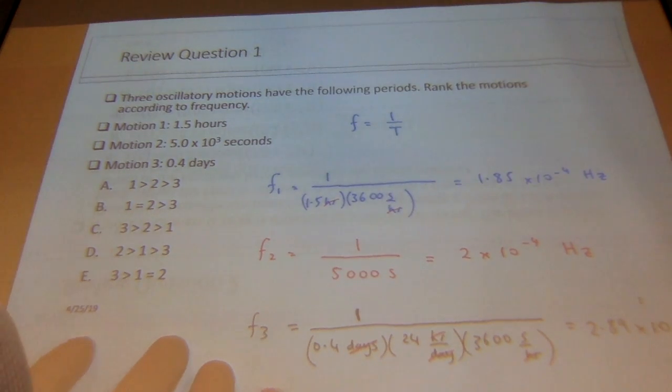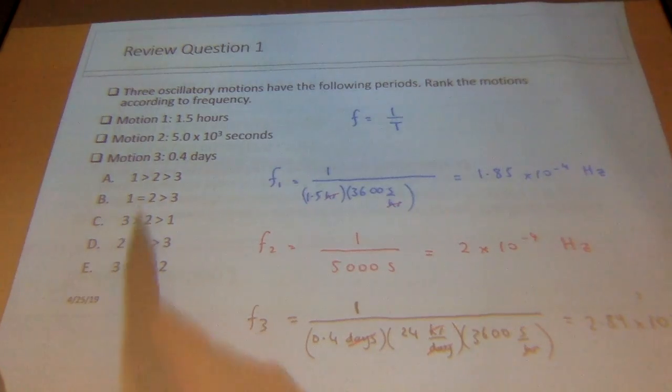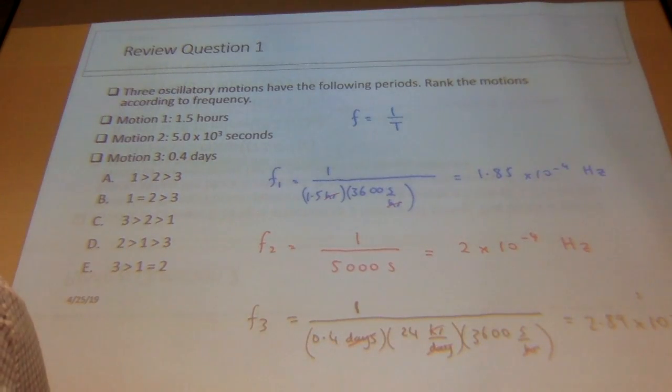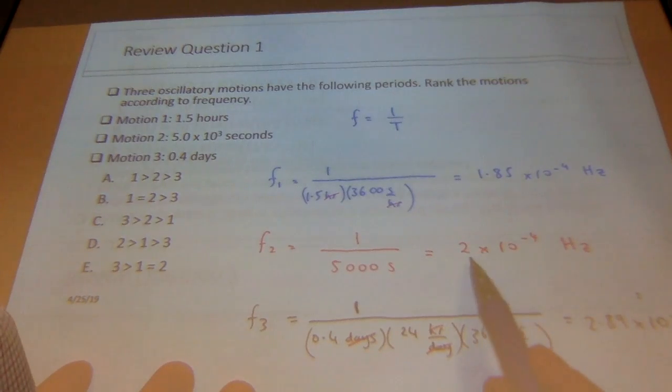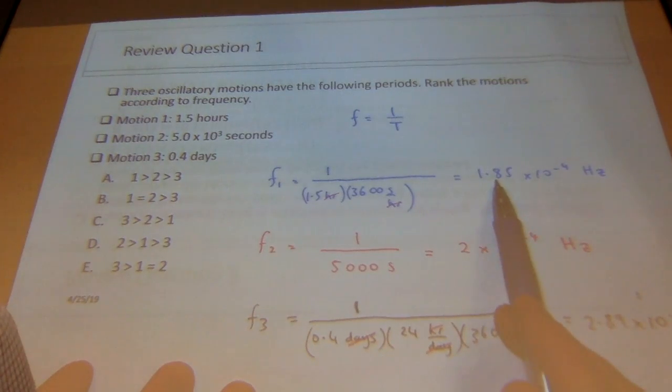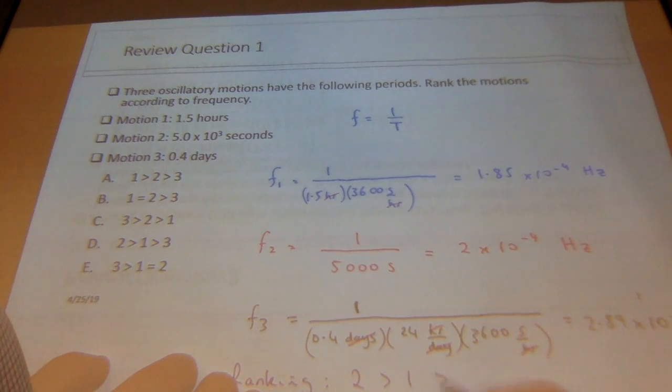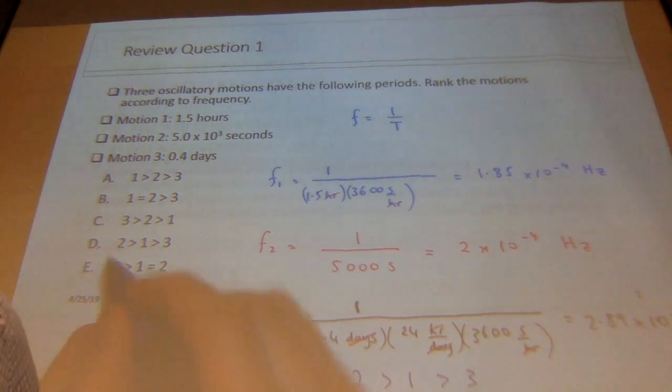So my ranking here. It doesn't state it, but the rankings in the choices are largest to smallest. So what have we got? Big to small. The 2 times 10 to the minus 4 is the biggest, followed by 1.85 times 10 to the minus 4, followed by the 2.89 times 10 to the minus 5. So the ranking is 2 greater than 1 greater than 3. So choice D.